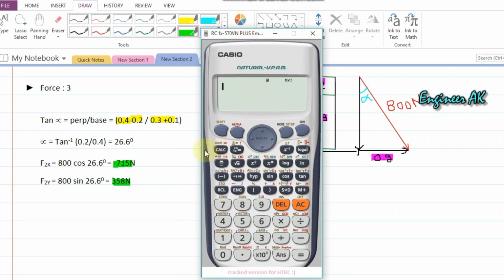So for this component, what we have to do is press mode and then complex mode, right? Complex mode is on. Now plug in the magnitude and then the angle, shift and then this angle button, right? And then angle 26.6. Here we can see the first was 715, right? And the second one was 358. Here we can see 358.